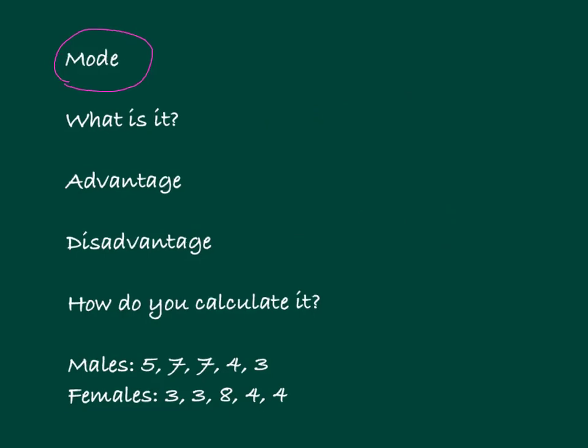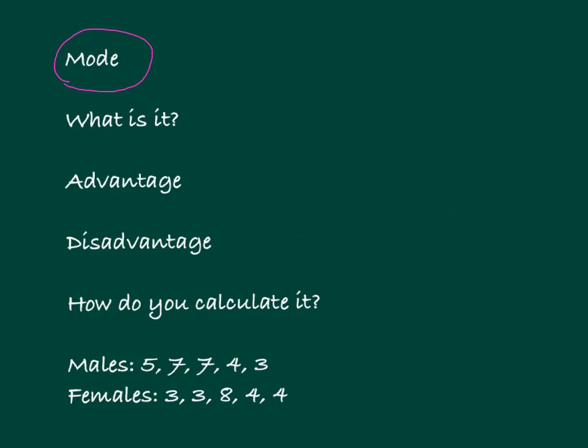The next type of average that we're going to look at is the mode. Again, you will be asked the same sort of questions: a description, or what is it, advantage, disadvantage, and how do you calculate it. Once again, pause the video and answer these questions yourself. Okay, you should have written down that the mode is the most frequent number in a set of data. An advantage of the mode is, unlike the mean, it is not affected by extreme scores or outliers. A disadvantage of the mode is that you may have more than one mode.